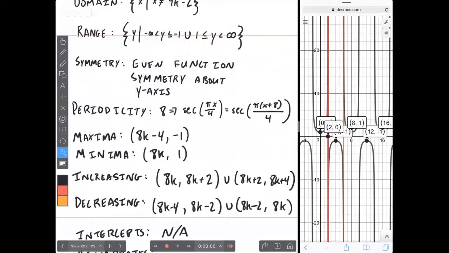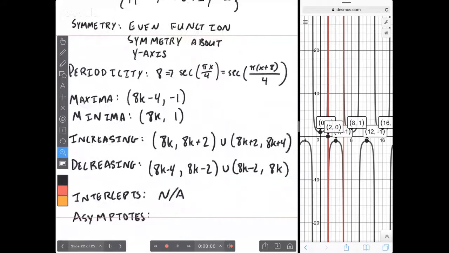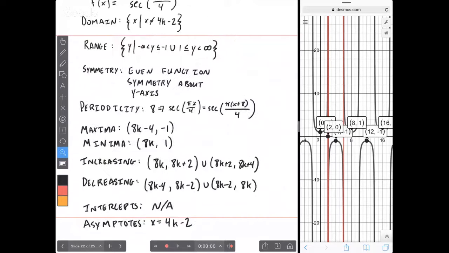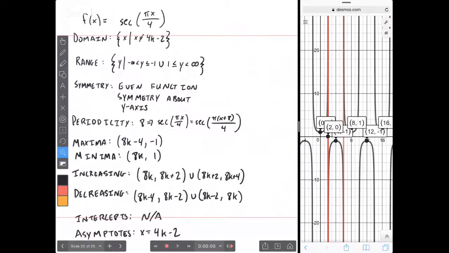Asymptotes, what did we say about asymptotes? We said 4k minus 2, for all integers k.